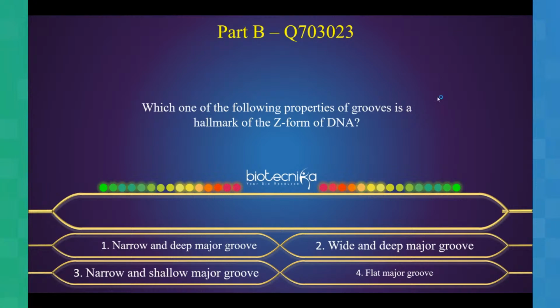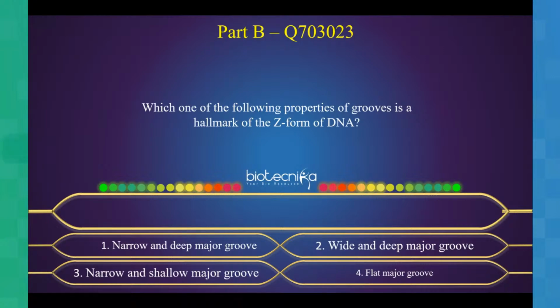Okay, so most of you are saying option 3 and 1, but actually, Kirti, your answer is right. See the difference. There is a lot of difference between the A, B and Z forms of DNA. This is not a very unknown topic, I will say. This is quite a known topic.